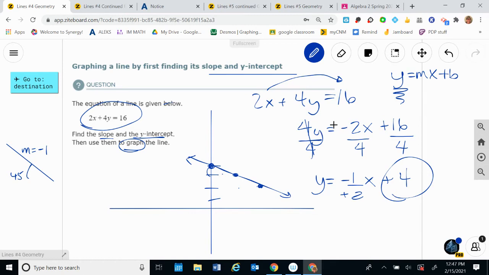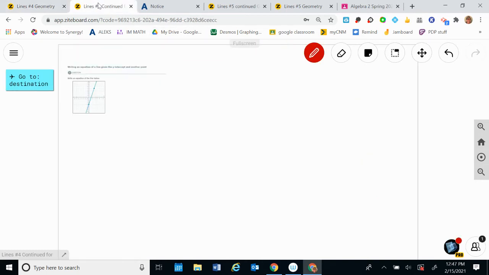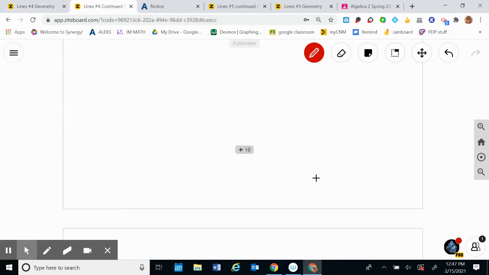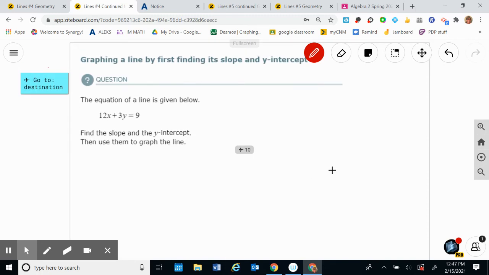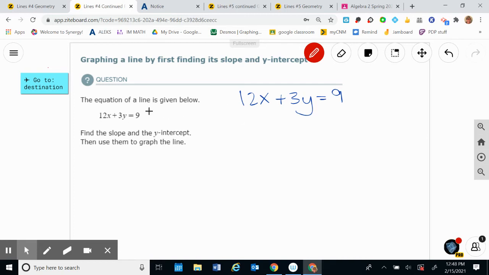So you change it first to y equals mx plus b. Oh, yes, wait, hang on. You change it first to y equals mx plus b, and then you graph it. So here you're given another one, 12x. Again, this one, you can, that's weird. Why is it showing red when it's really blue? Okay. Anyway, you can graph it by solving for y. So find the slope and y-intercept, then use them to graph the line, okay?